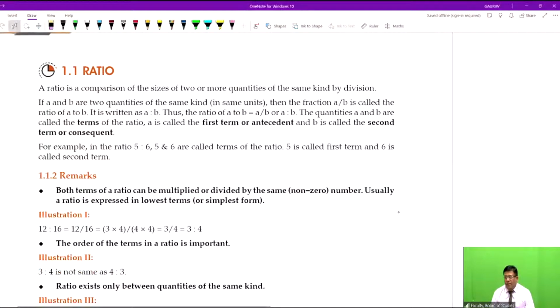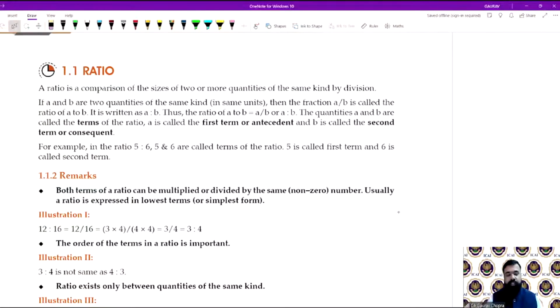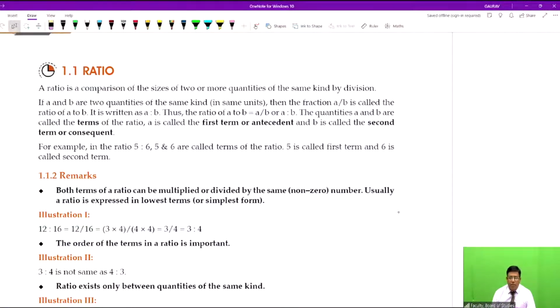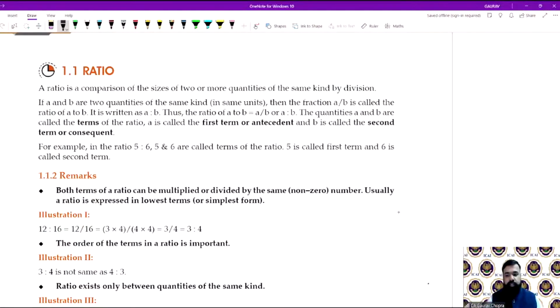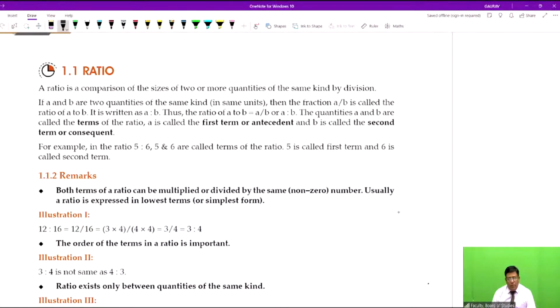I would like to guide the students regarding this paper. Students are also aware this paper is a 100 marks paper. It's a totally objective paper, and it is a 2 hours paper. The categories of this paper are business mathematics, 40 marks, logical reasoning, 20 marks, and statistics, 40 marks.